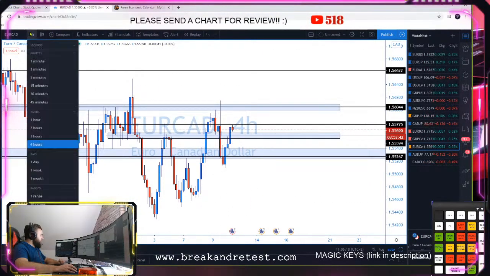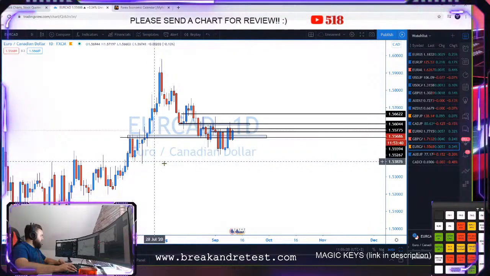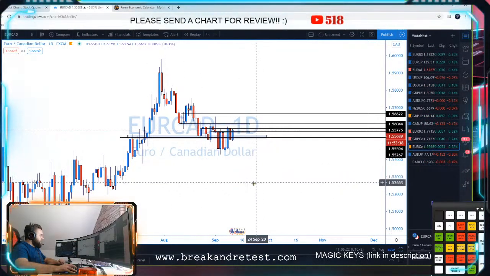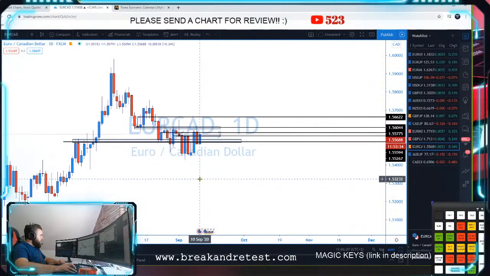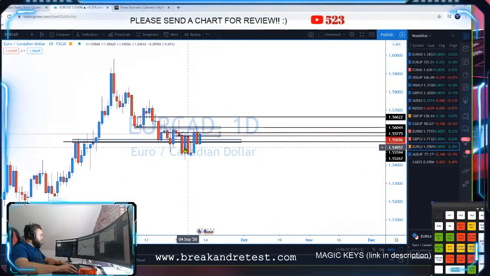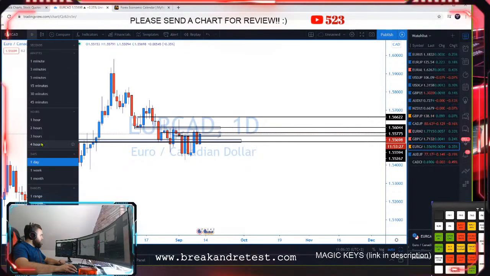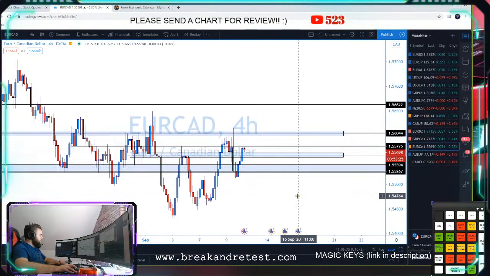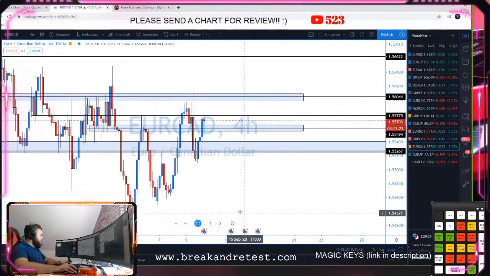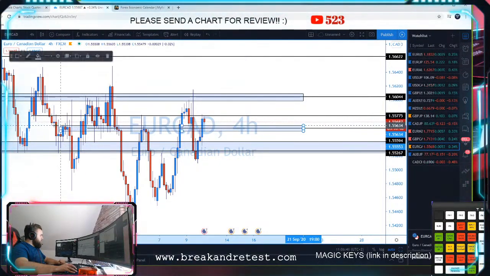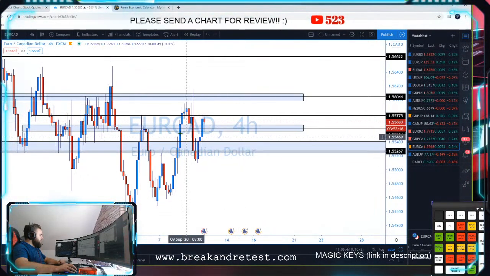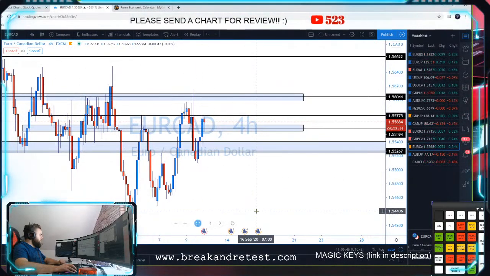We can try that. Let's just take a look at the daily first. We might see some continuation, to be honest, from the daily, but it's just going to be a risky trade. That's all. But we can try it. I mean, on the 4 hour, this zone looks like a stronger one, stronger than the one above this.